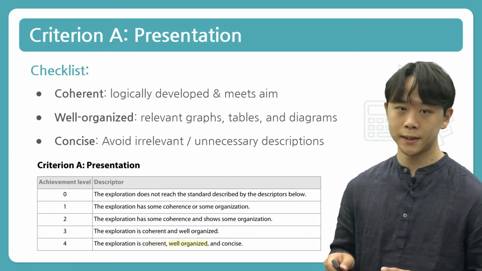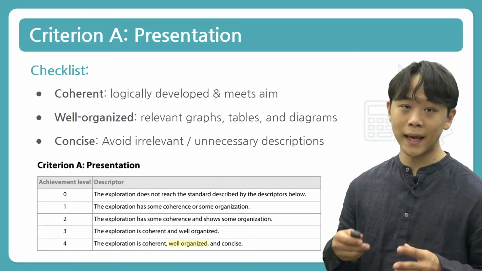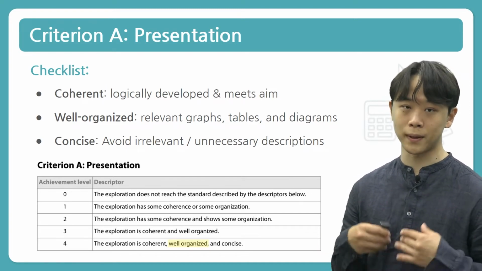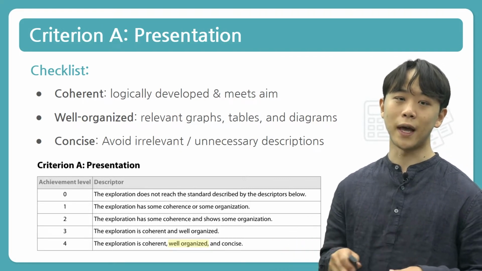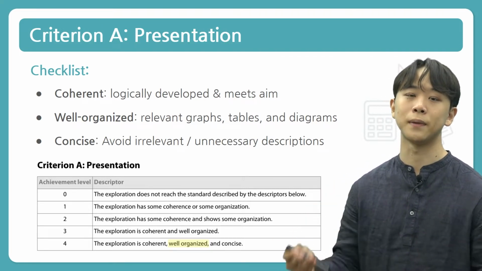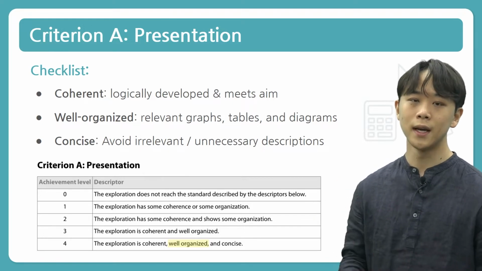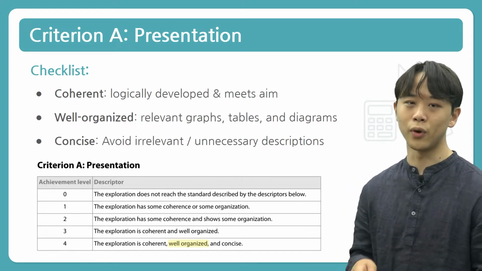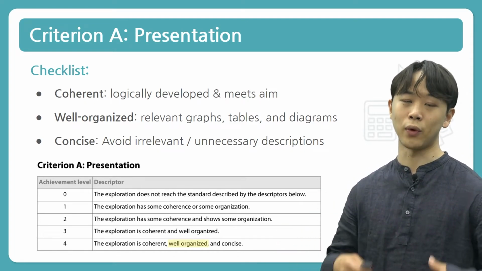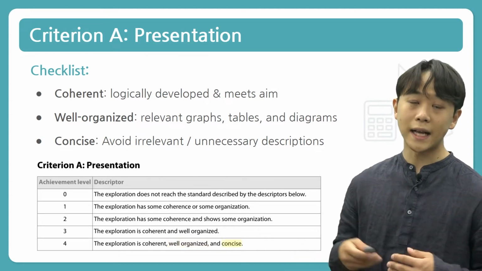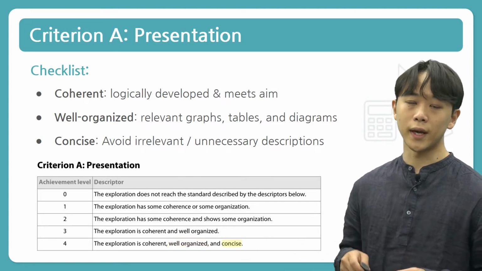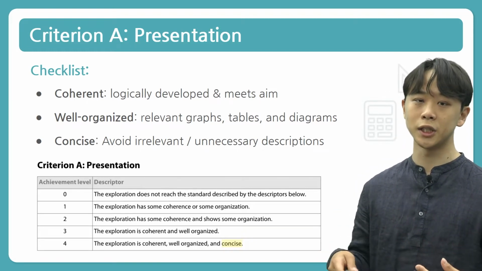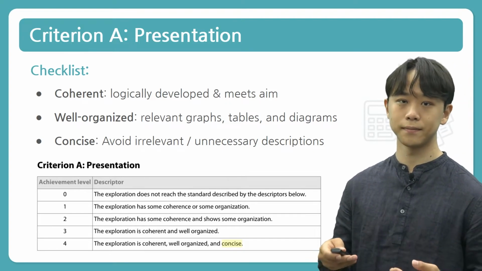Secondly, we have well-organized. A well-organized IA places these graphs, charts, formulas, and diagrams in the appropriate places throughout the main essay so that these visuals are there to help explain and help communicate the argument. So we don't want to place all the tables and analysis in the appendix. We want to place it throughout the IA at the right place and the right time. Lastly, we have the word concise. A concise IA is to the point. It does not have any redundant or repetitive calculations, explanations, or descriptions.